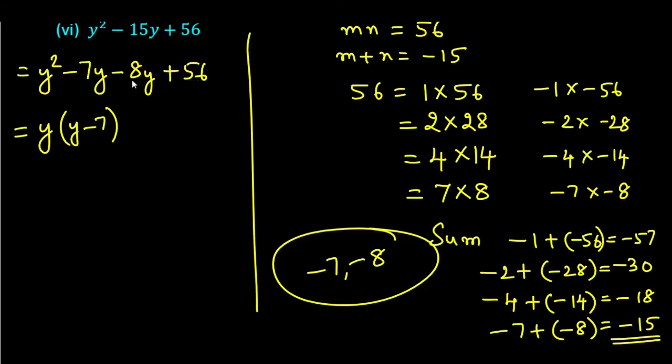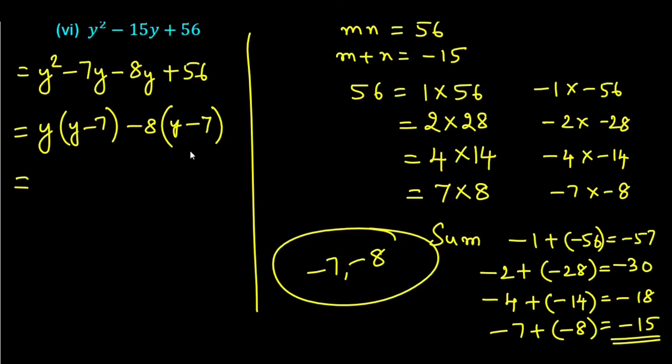In these two terms, minus 8y plus 56, we can take 8 as a common factor. We have to remain with 7 here. Here we obtained minus 7, so here also we should get minus 7. So let us take minus 8 as a common factor. When we take minus 8 as a common factor, here we have to get y also. So we obtain minus 8 into y minus 7.